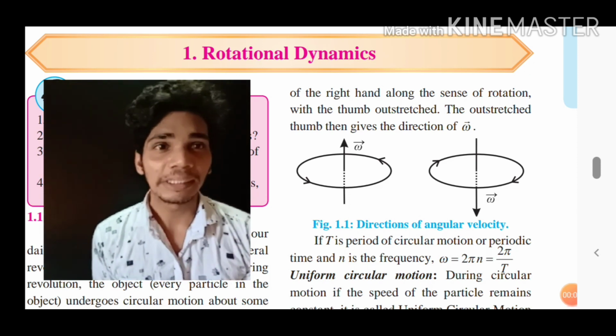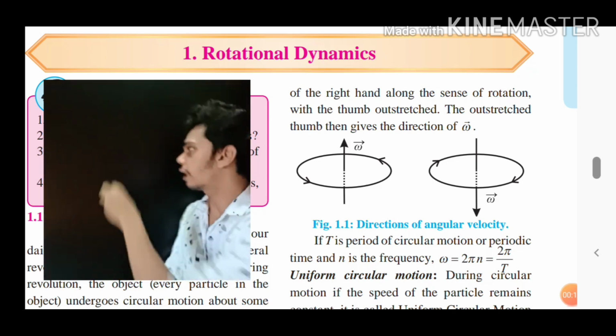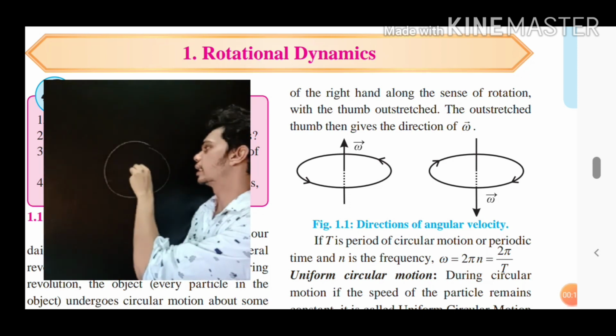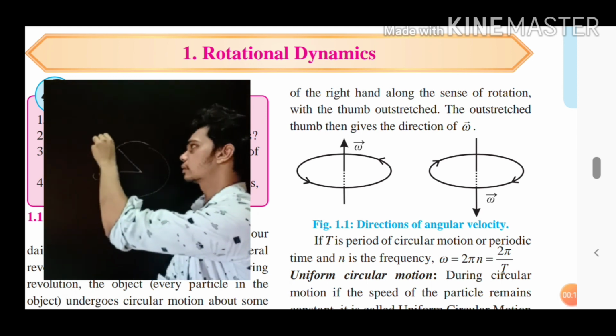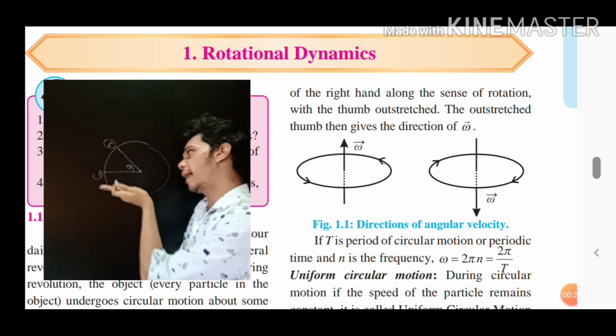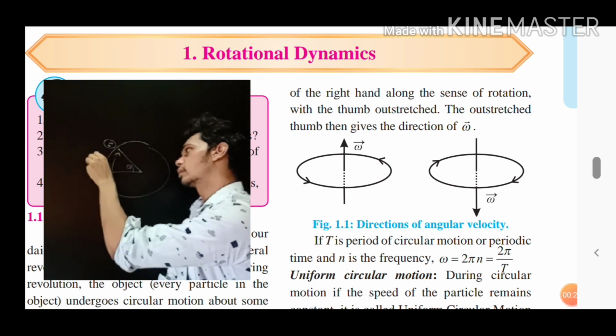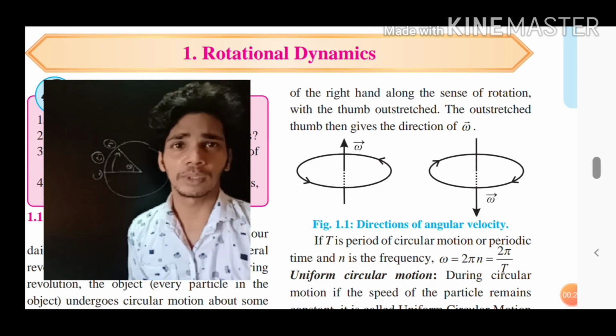Now let's talk about the direction of the angular velocity. What is angular velocity? We have seen that if an object is moving from its initial position to its final position, it makes an angle, and the velocity by which it is moving is called angular velocity, that is omega. Now what is the direction over here?